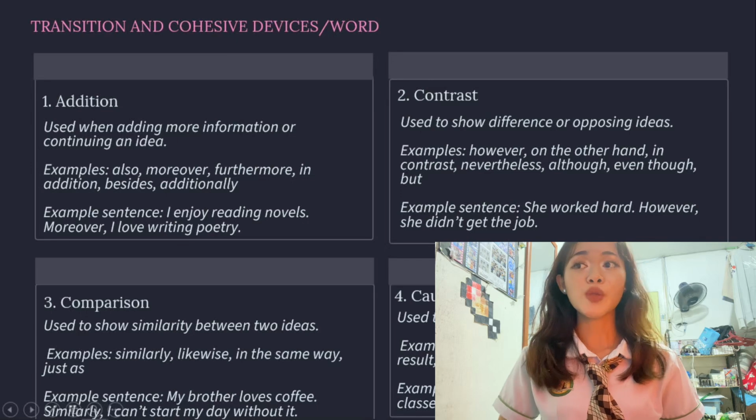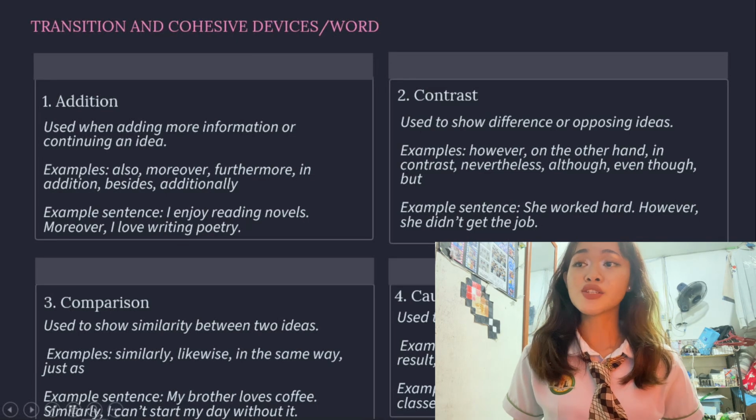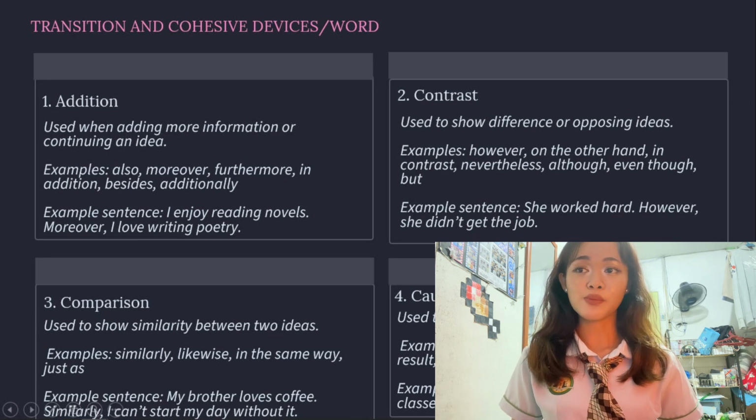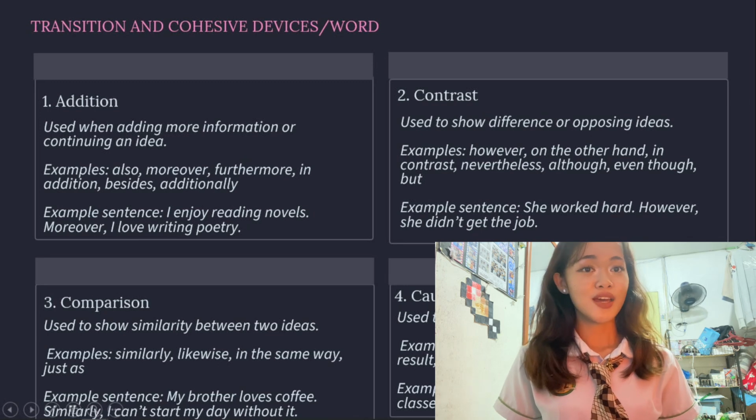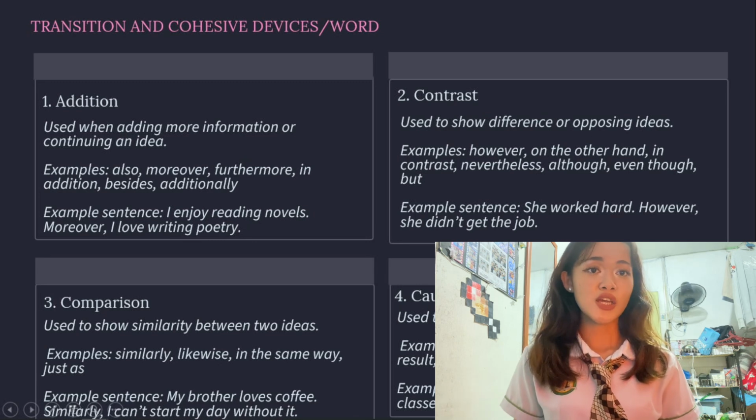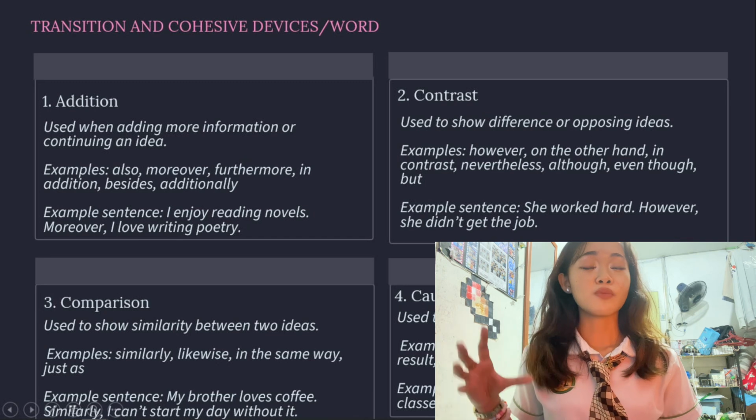So let's begin the topic with, oh, by the way, my topic is regarding the transition and cohesive devices or words. First one, we have the addition. It is used when adding more information or continuing an idea. Examples include also, moreover, furthermore, in addition. For example, I enjoy reading novels. Moreover, I love writing poetry. So it is obviously adding more information, and this information still connects to the topic of the prior information that you have given.